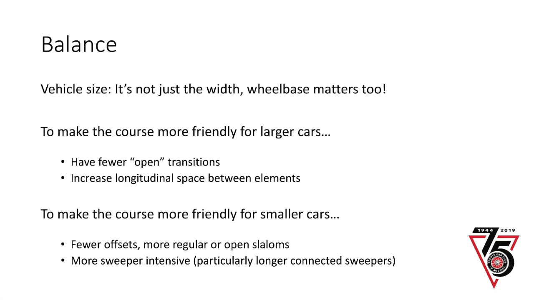Besides balancing a course for power, we may also need to balance it for size. And keep in mind, it's not just the width. Wheelbase matters too. As we've already covered, to make a course more friendly for larger cars, any transitions should be more of the deep offset variety rather than traditional slaloms, and we would have more longitudinal space between elements. Conversely, to make a course more small car friendly, we could use a more traditional or open slalom and utilize longer connected sweepers.